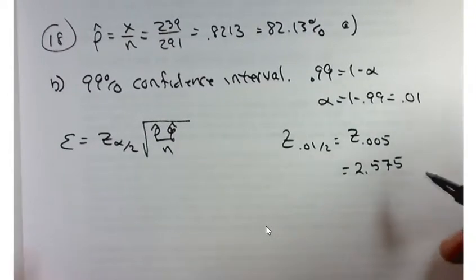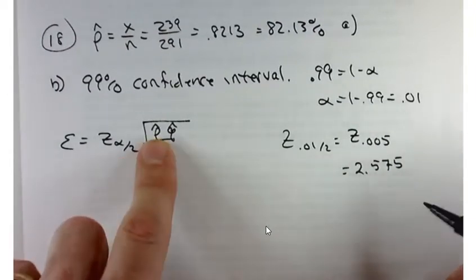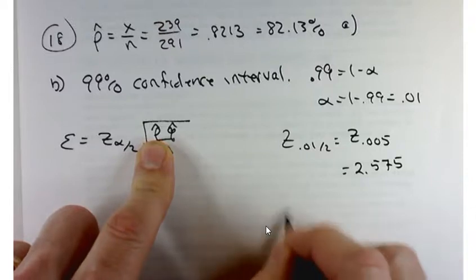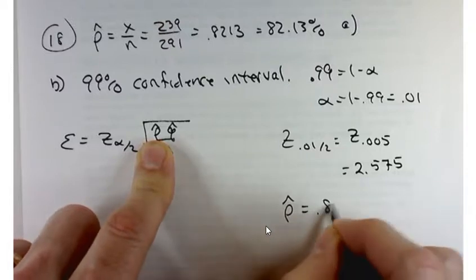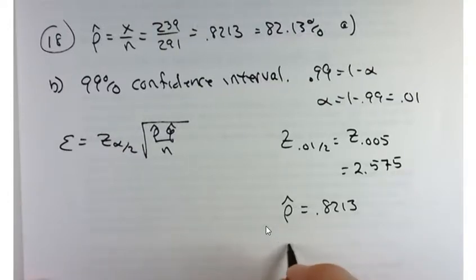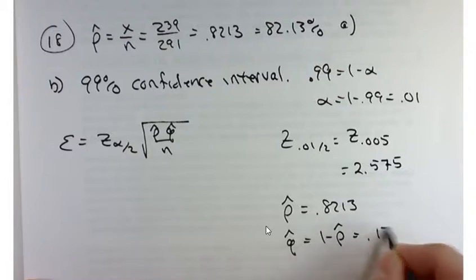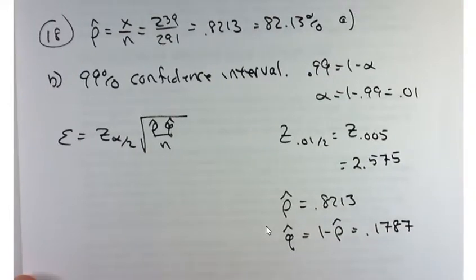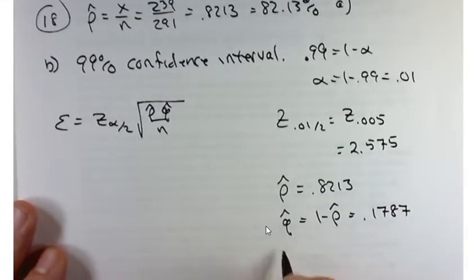What else do I need in order to calculate this? I need p hat, which I've got. p hat, let me write it as a decimal, 0.8213. What's q hat? How do I find q hat? q hat equals 1 minus p hat. That's going to be 0.1787. n was 291.